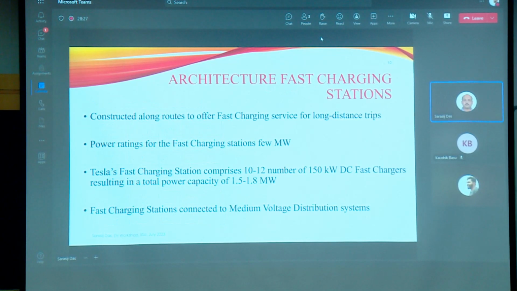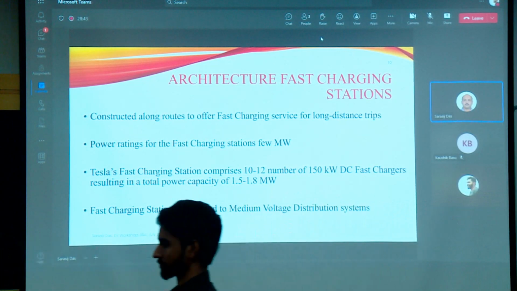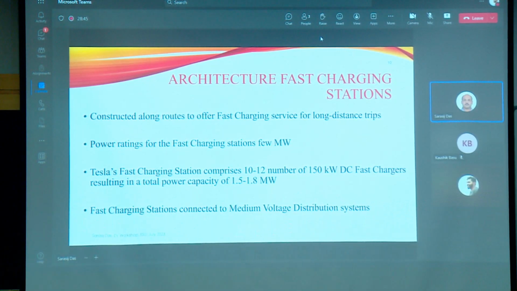Now we will discuss fast charging in dedicated charging stations. Ideally, these kinds of fast charging stations are best suited to be constructed along routes for long distance trips. It's quite obvious, people who are going out of town for long distances, so there should be some fast chargers.